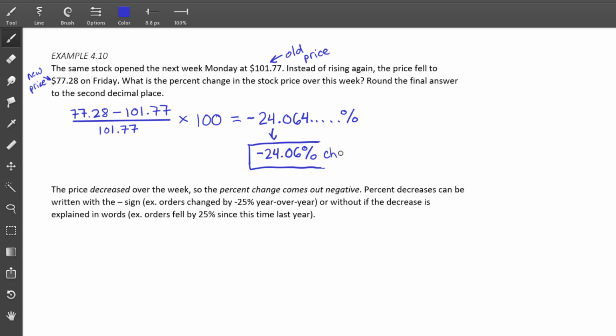24.06%. A couple of things. The price decreased over this week, so the percent change comes out negative. Now, saying you have a negative 24.06% change is the same thing as saying you have a 24.06% decrease. Percent decreases can be written with the negative sign. For example, orders changed by negative 25% year over year, or without the negative sign if the decrease is explained in words. For example, orders fell by 25% since this time last year.